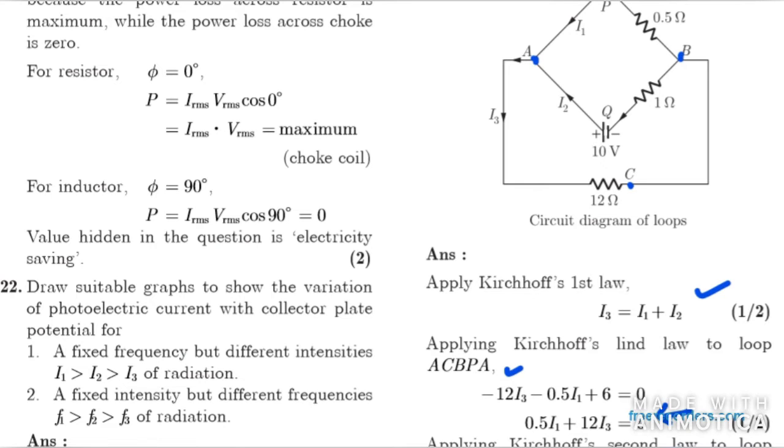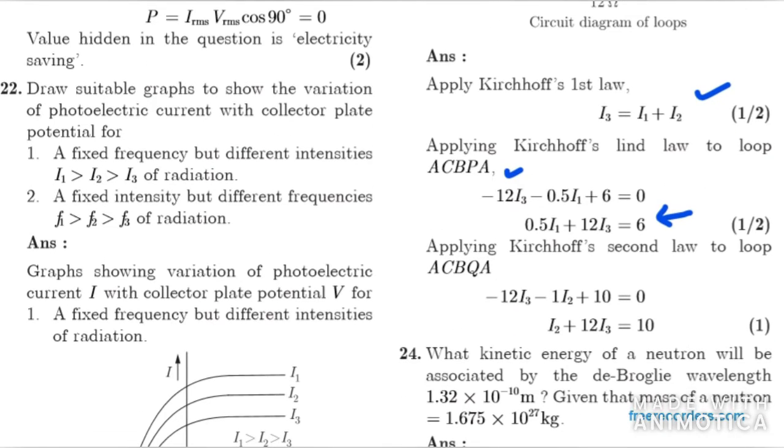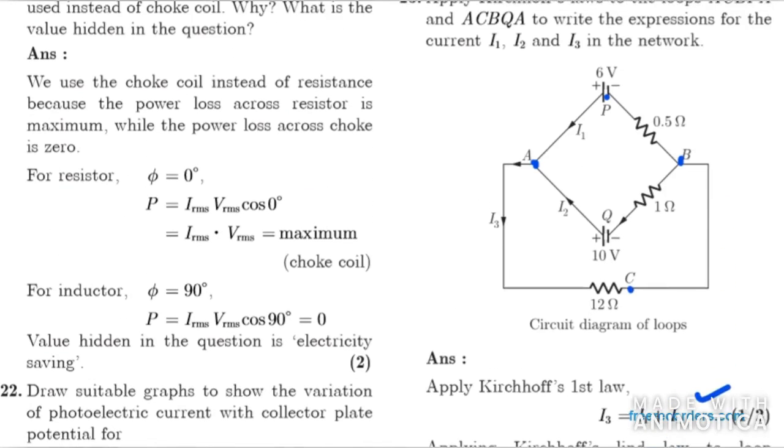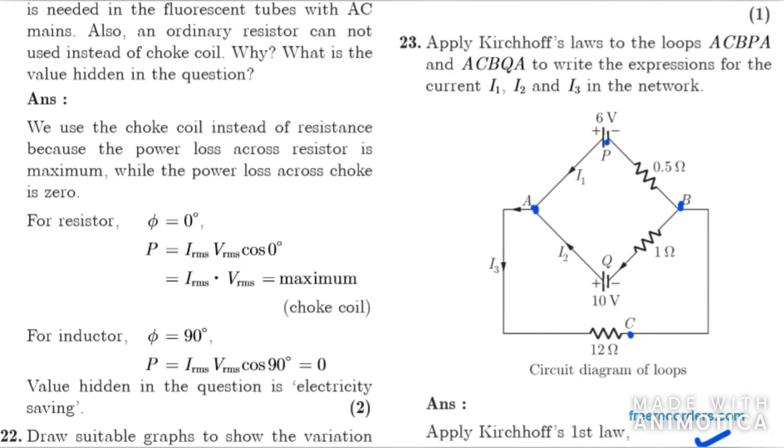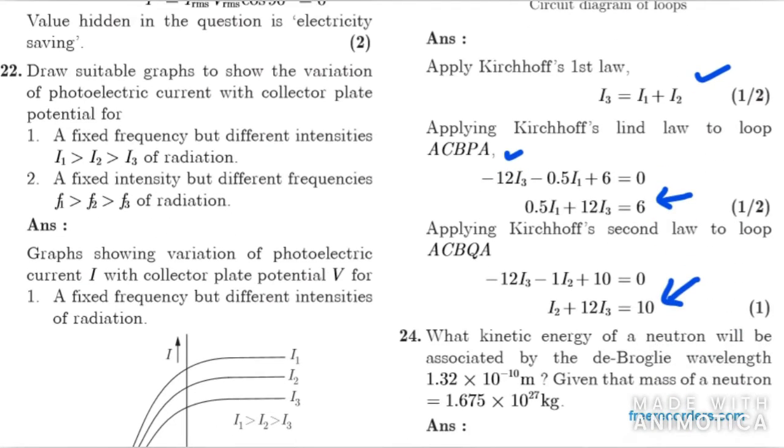ACBQA. So in A it will be again minus 12 I3, then in the second it will be minus 1 I2, then in the last we have a battery of plus 10, which is equal to 0. So we get two equations, that is I1 plus 12 I3 equals 6, and I2 plus 12 I3 equals 10. So we just need to write the expressions for the currents I1, I2 and I3. That's all.